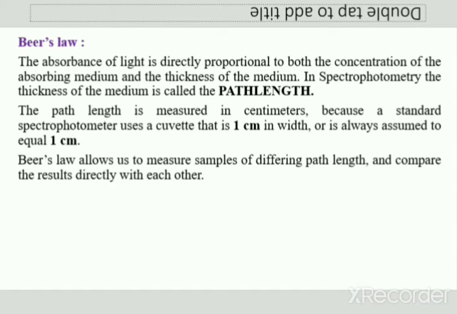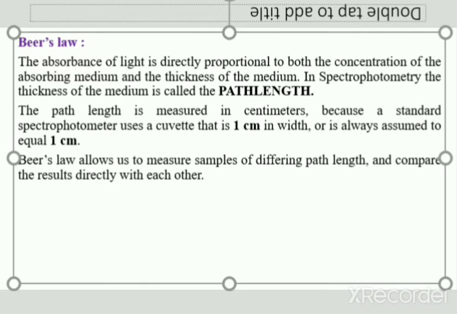So in your lab we have practicals. We did DNA absorbance checking, and other practicals as well, in which you would have seen the cuvettes we used. What is the important thing about those cuvettes, you know very well. Okay, you also saw why those same cuvettes are used in spectrophotometry. So the path length is measured in centimeters, because the standard spectrophotometer uses a cuvette that is 1 centimeter in width, or it is always assumed to be equal to 1 centimeter.